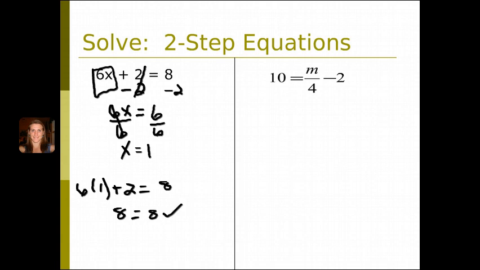On the second example, you have 10 equals m over 4 minus 2. Again, if our goal is to isolate the variable, we are not allowed to touch the term that includes the variable until the very end. So first thing we need to do is add 2 to both sides. Our 2's cancel on the right. 10 plus 2 gives us 12. And we are left with m over 4 on the right side.